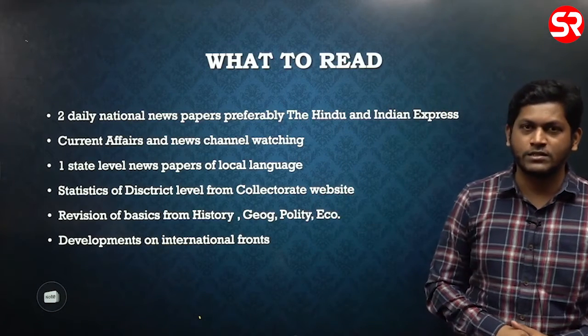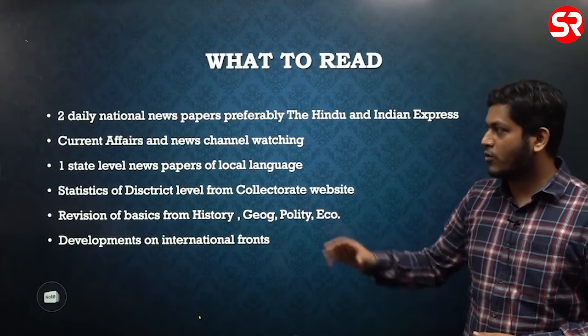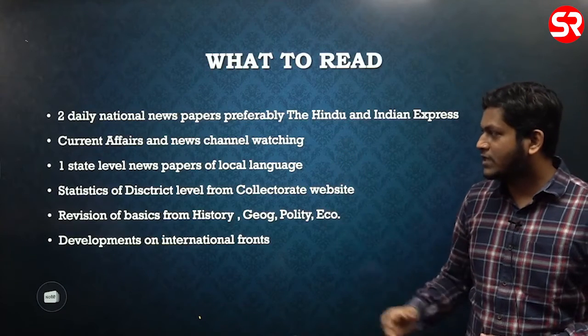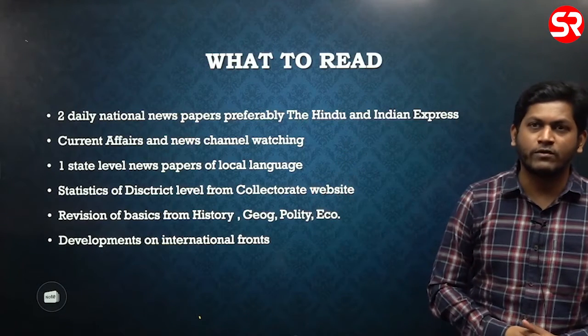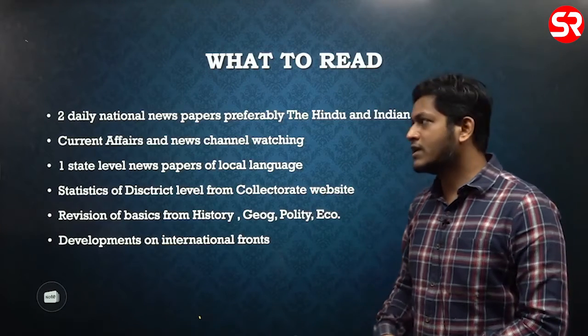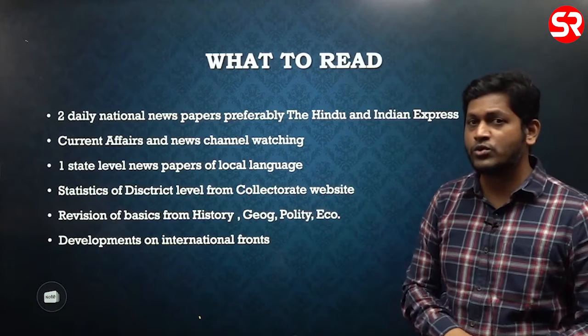Till the day or the time of going into the interview hall, you should try to read the current affairs. Then, one state level newspaper of your local language. Now, all of us will be from different parts of India. The state issues are generally not covered in the national newspapers, and UPSC keeps tabs on the state issues.